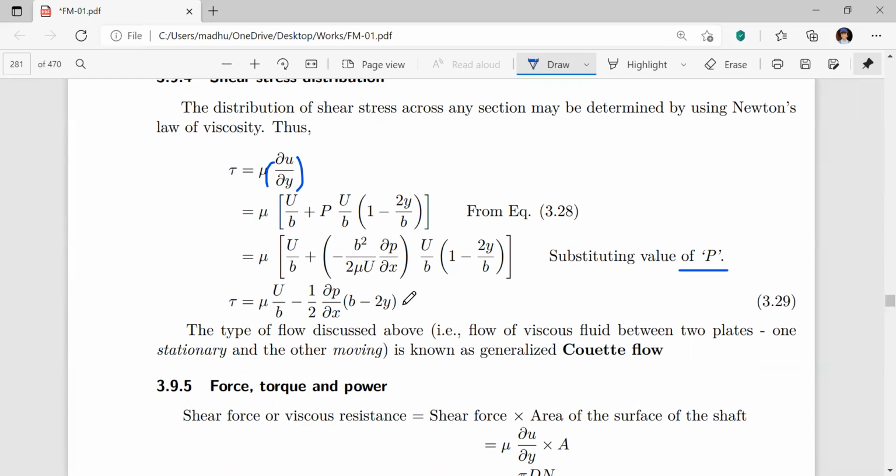Here, the type of flow discussed is known as generalized Couette flow, where the flow of viscous fluid between two plates, one stationary and another moving, is possible.